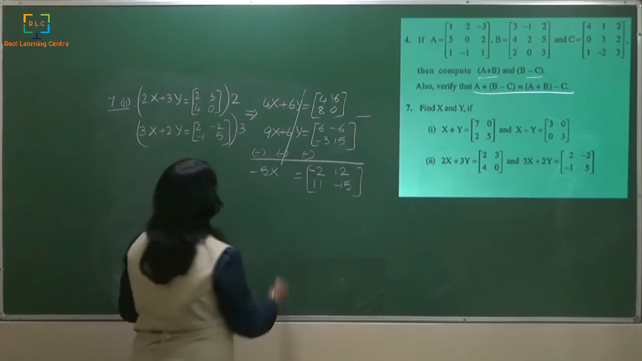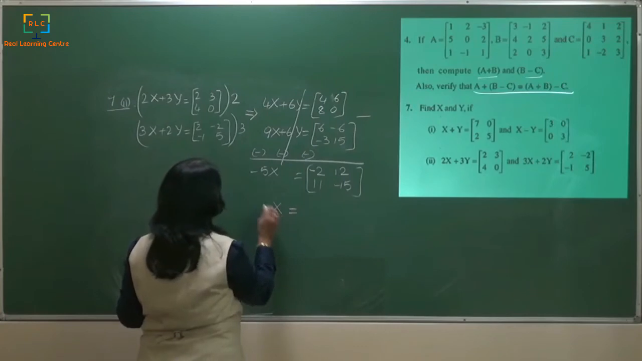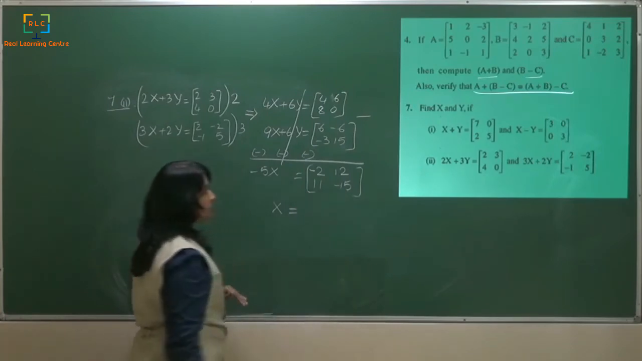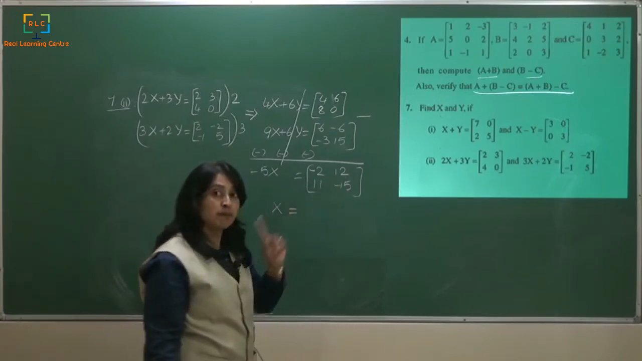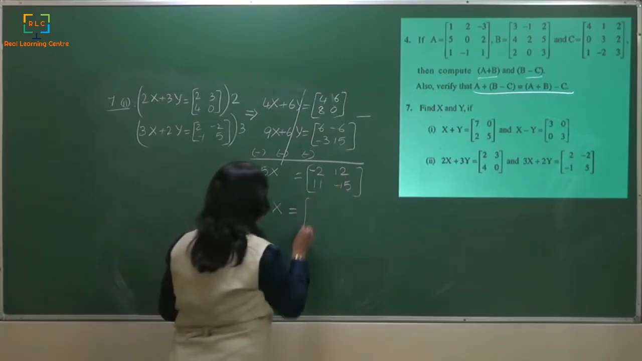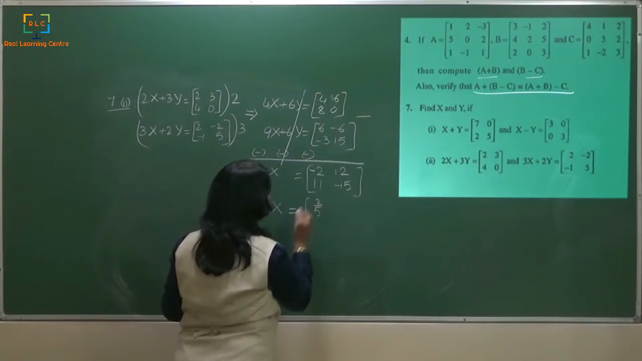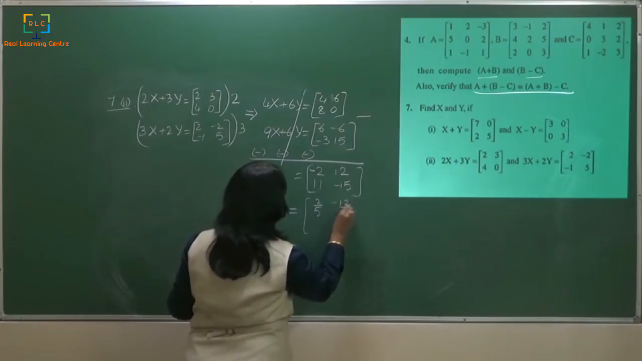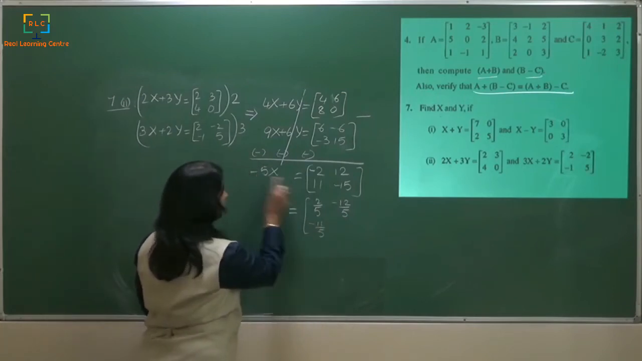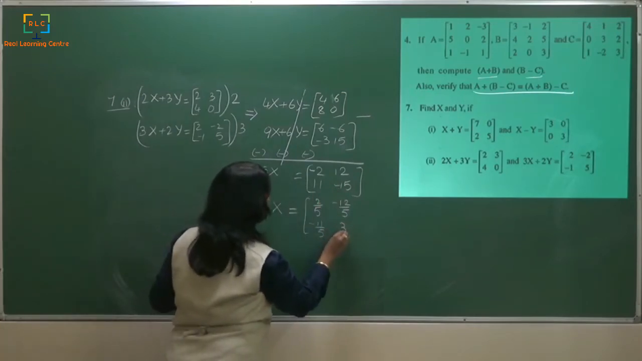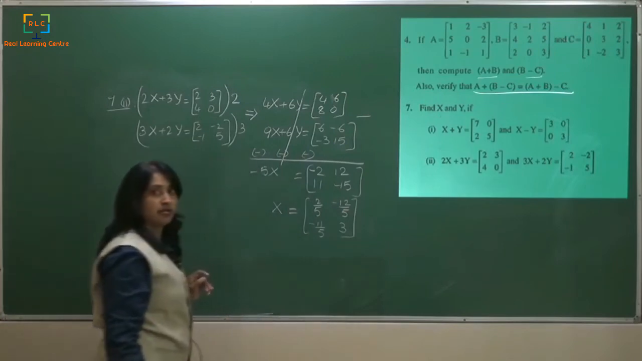So now x is equal to minus 1 by 5 of this, which means I have to multiply every element by minus 5. So x is equal to 2 by 5 and then minus 12 by 5, minus 11 by 5, and minus will get cancelled, 15 by 5 is 3. I got my x matrix.